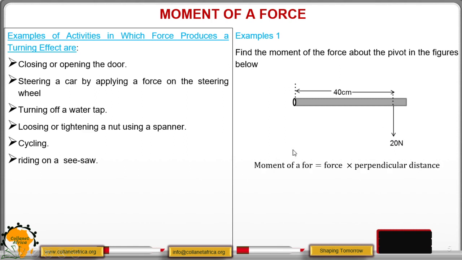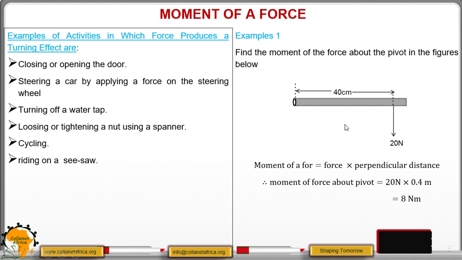Therefore, the moment of a force will be force times perpendicular distance. The moment of a force about the pivot will be equal to the force, which is 20 newtons, multiplied by the distance, and it should be in meters. So you divide 40 centimeters by 100 to get 0.4 meters. And the answer is 8 Newton meter. It is important that you don't forget to write the unit, and the SI unit that is.